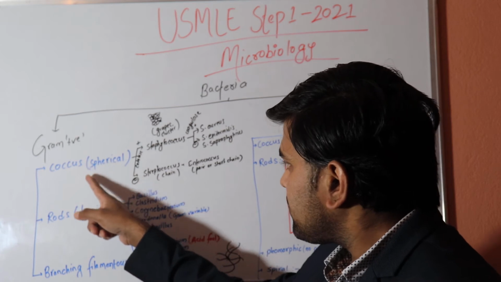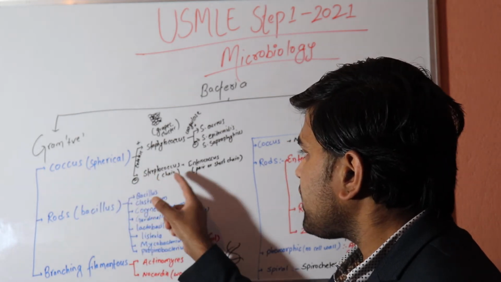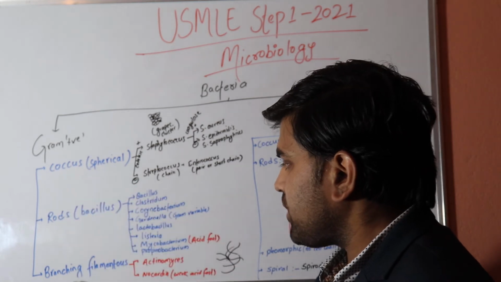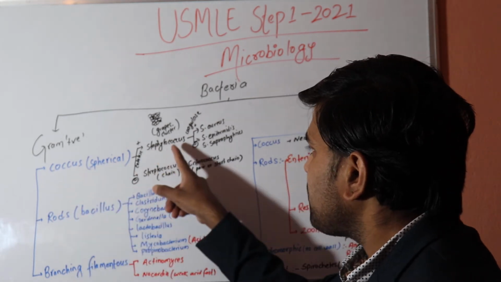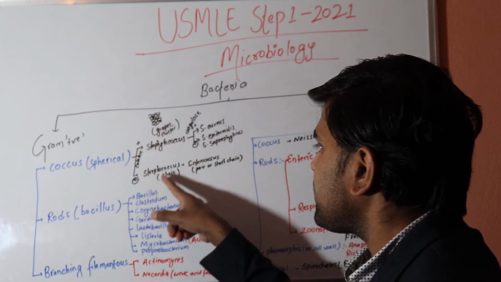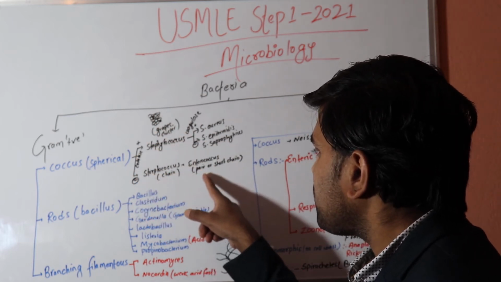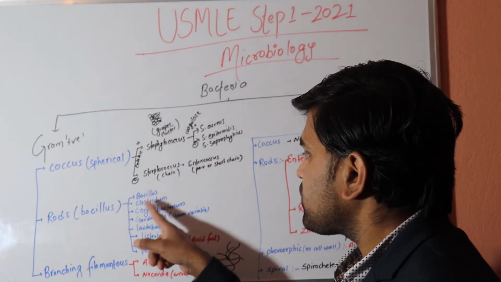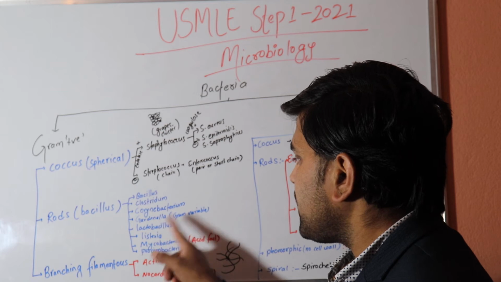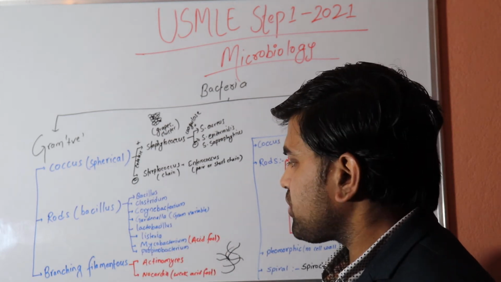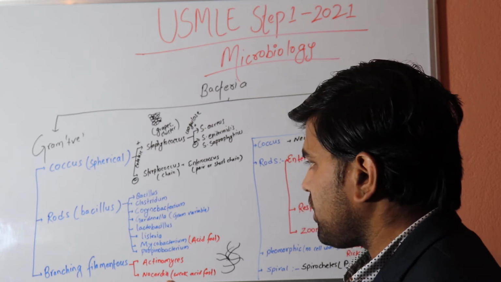Then there will be some streptococcus that will be in chain. So basically we have gram positive cocci, rods and branching filamentous. Cocci, if they are in cluster form, will be Staphylococcus. If in chain, that will be Streptococcus. If in small chains or pairs, that will be Enterococcus. The rods are Bacillus, Clostridium, Corynebacterium diphtheriae, Gardnerella, Lactobacillus, Listeria, Mycobacterium and Propionibacterium. The branching filamentous are Actinomyces and Nocardia.